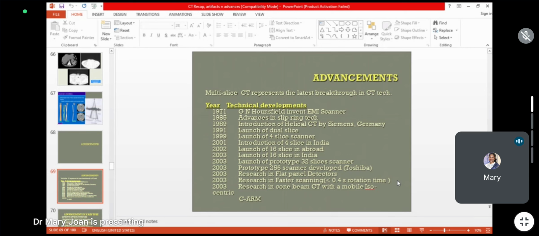So you can see that a lot of things happened in 2003. Prototype 256 scanner developed by Toshiba, research in flat panel detectors, research in faster scanning, that is less than 0.4 second rotation time, and research in cone beam CT with a mobile isocentric C-arm.